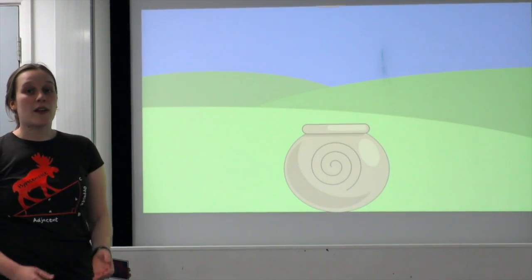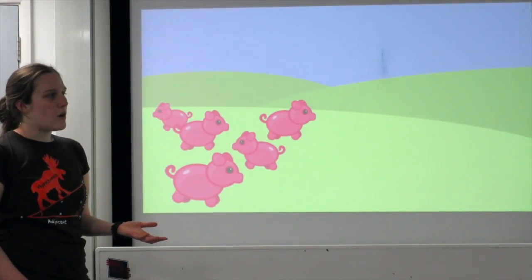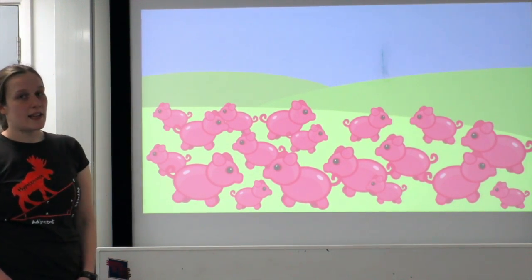Now, this works fine if you only need to count a handful of animals. But what if you have more than a handful of animals? Or more than that? Eventually, humans would need a way to write down large numbers easily.